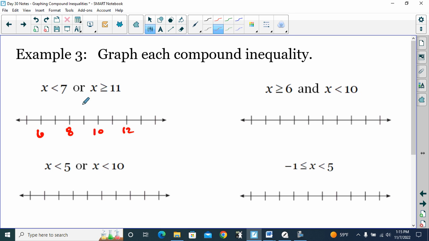This one's an or statement. Or statements mean either one could be true. So x could be less than 7. That should be part of my solution. Or x could be greater than or equal to 11. That should be part of my solution. Final answer should look like that guy.